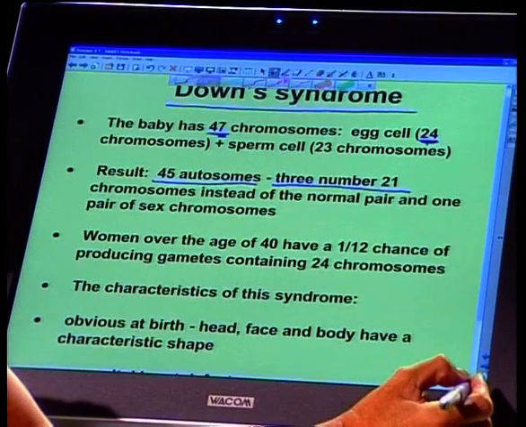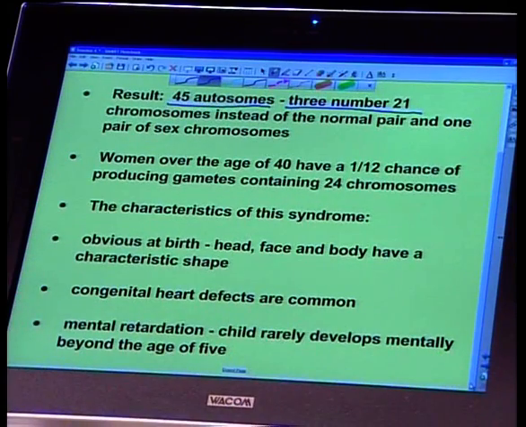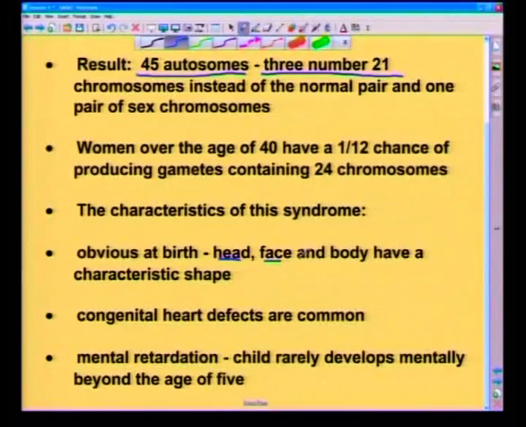So the characteristics of a Down syndrome baby are, and if you go, do yourself a favor, go to the media center, have a look in books for pictures of Down syndrome babies, go onto the internet. There's a lot about Down syndrome babies, and you'll see the Down syndrome children have a very specific physical look about them. So first of all, it's obvious at birth. You have the head, the face, and the body have a characteristic shape.